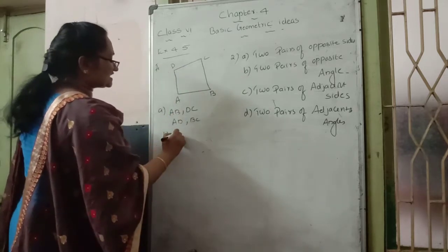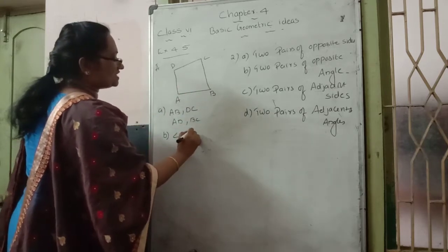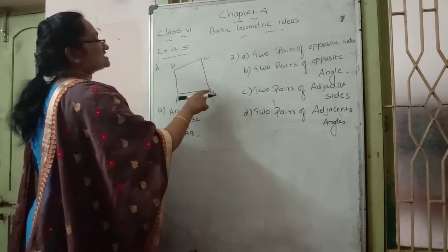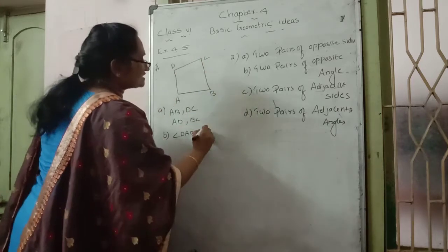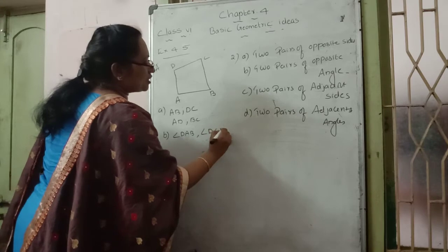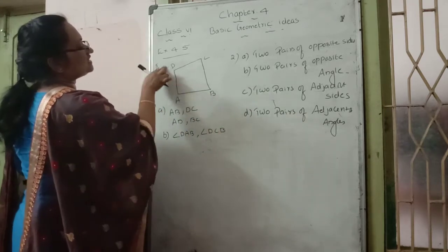So, angle-wise reading time. A comes as the vertex, meaning angle DAB. And C comes as the vertex, meaning angle DCB. They are the opposite angles. C is the opposite angle. Next, B and D are the opposite angles.